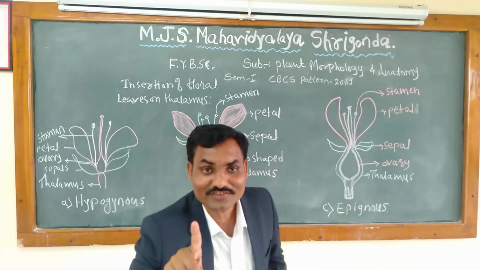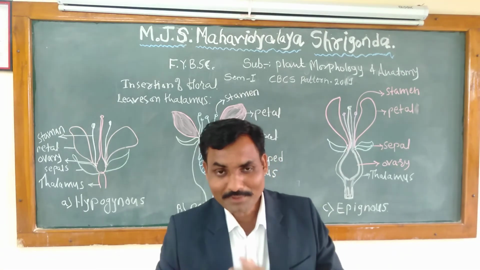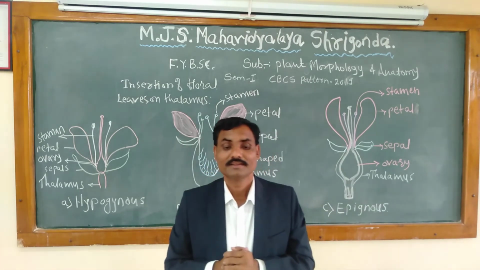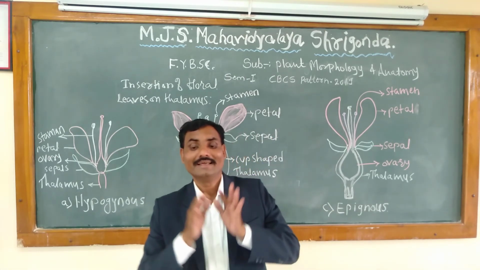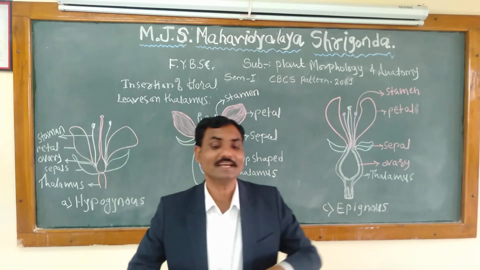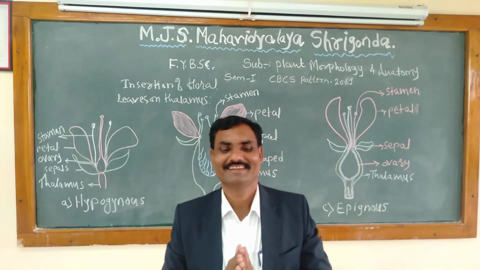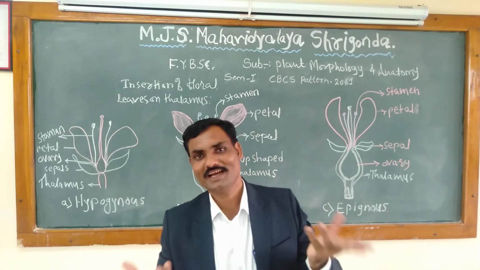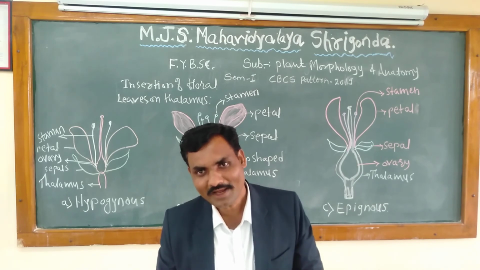First is accrescent persistent calyx. What is the condition in this accrescent calyx? The calyx is not only persistent, but it also grows in size along with the fruit. Fruit बरोबर त्याची पण size वाढते. That is called accrescent. Example is Withania somnifera, we know that medicinal plant.